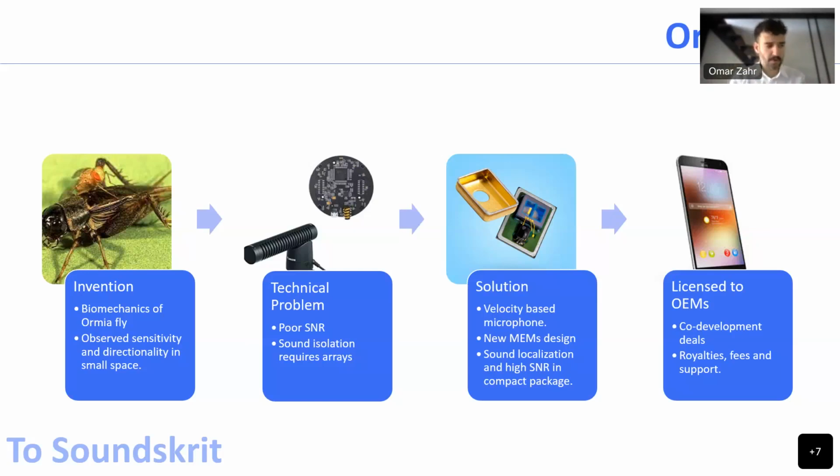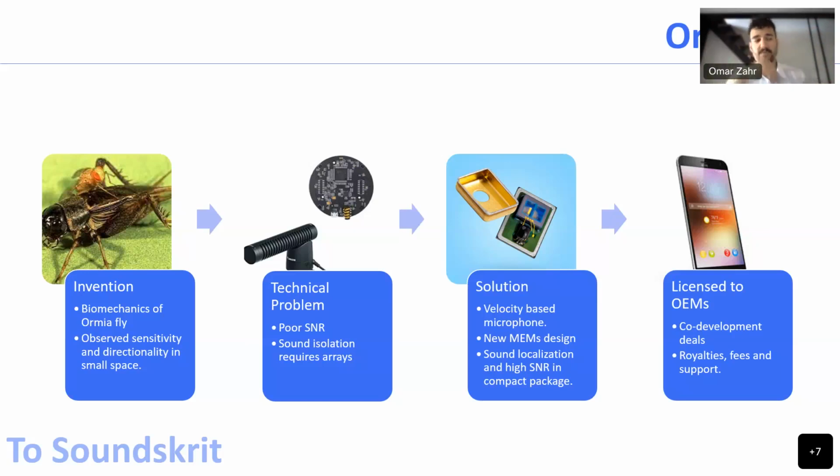So Ronald Miles actually did not set out to build a directional microphone, which is what SoundScript does. He actually set out to study the biomechanics of the Ormia fly. What he'd observed was that the Ormia fly has this incredible ability to record very high fidelity audio using its ears, or ears facsimile, if you will, but could also determine direction with a very small gap between its acoustic sensing apparatus.